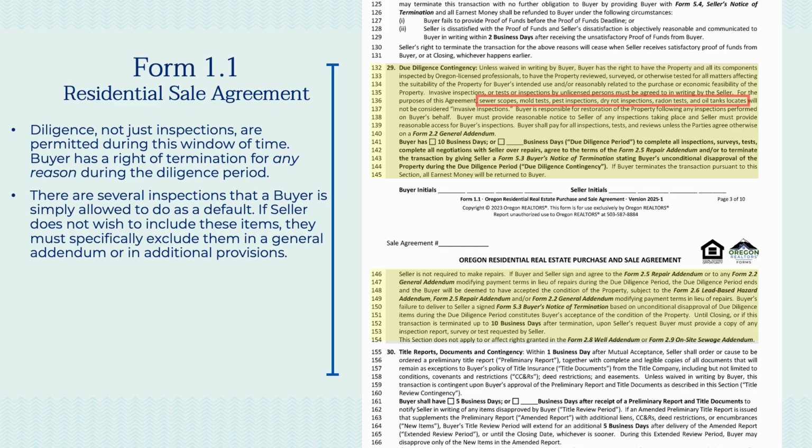Now, if the buyer wants to do other invasive inspections, if they want to have someone do an asbestos test, they do need the seller's permission. That is not a pre-approved invasive inspection. Those invasive inspections that are not on the list, those require additional approval from the seller.